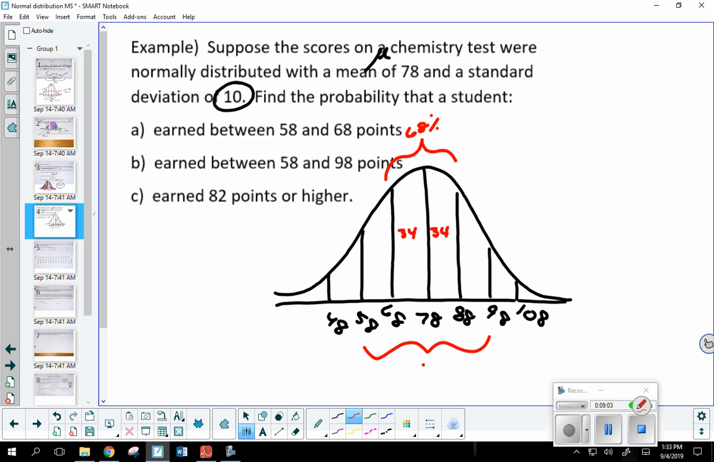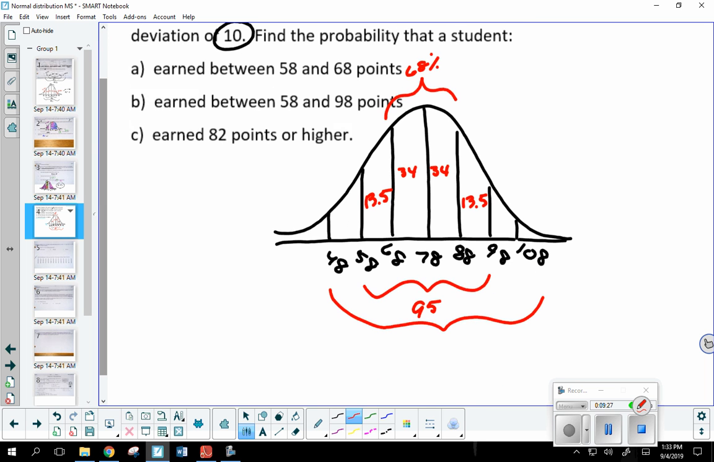95%. Okay. So one of the first things we talked about yesterday was how to figure out those additional areas. Can anybody remember what did we find these two to be? 13.5. That's exactly right. 13.5, 13.5. Because if I add all 4 of those, I get my 95%. Okay. And let's go one more here. Give myself a little more room.